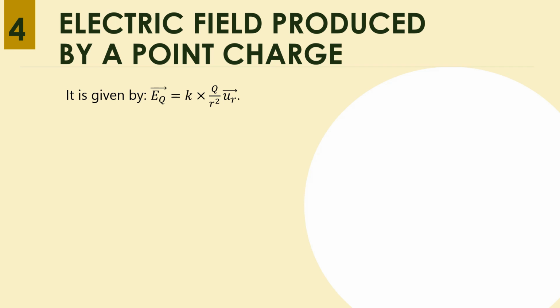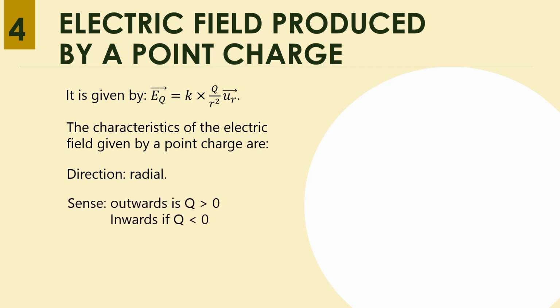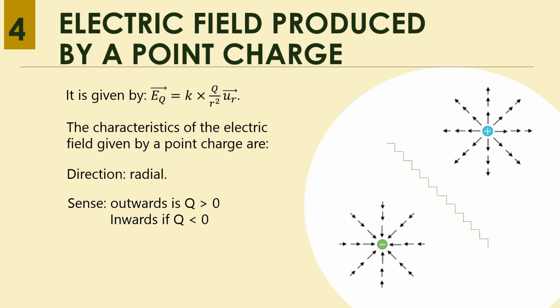Thus, the vector representing the electric field has the following characteristics. The direction is always radial along the radius, or imagine lines radiating out or towards the charge itself. The sense differs according to the charge. We said Q times UR gives the direction. If Q is positive, then it's going to be along plus UR, which is pointing outwards, if you notice here. And if Q is negative, electric field lines point inward towards the charge.